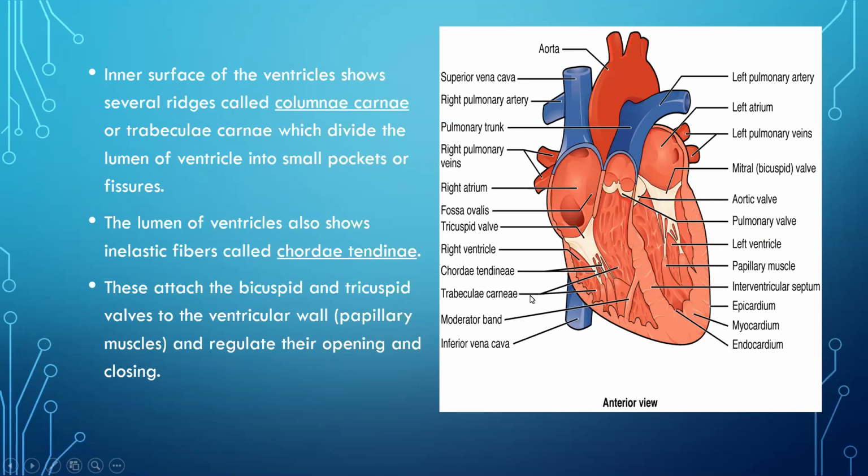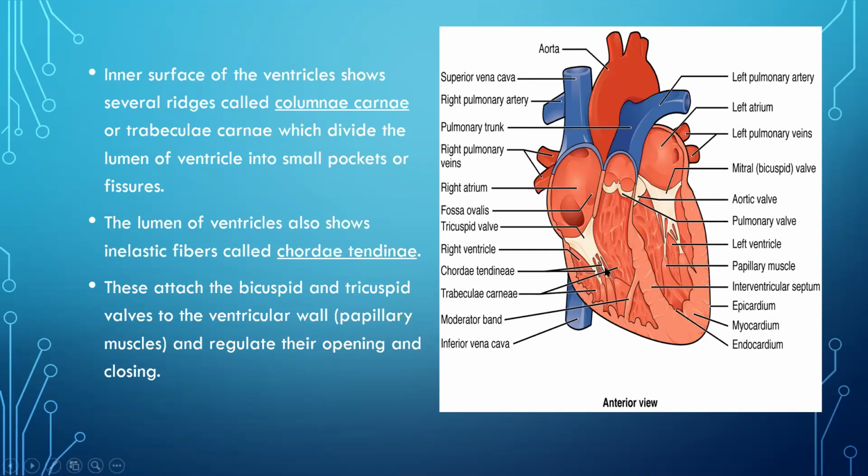This trabeculae carneae divides the ventricle into smaller pockets or fissures. That means you can see many pockets and fissures. These small pockets are possible with the help of trabeculae carneae. Now the lumen of the ventricles also has inelastic fibers called chordae tendineae. You can see here these are chordae tendineae. So what do they do?